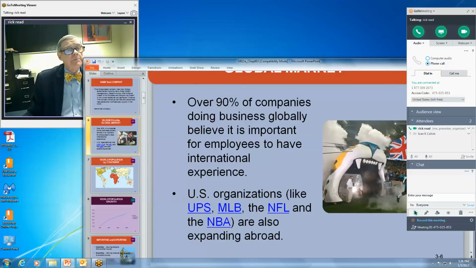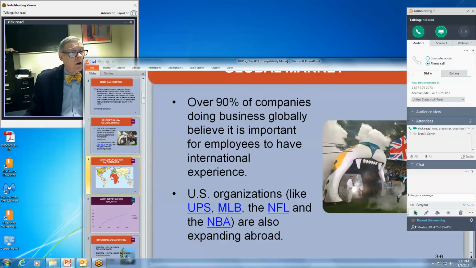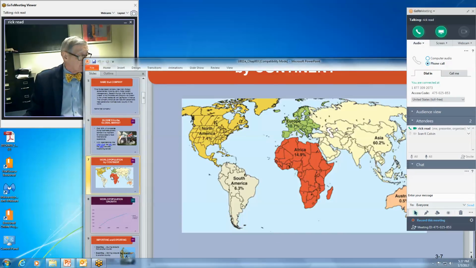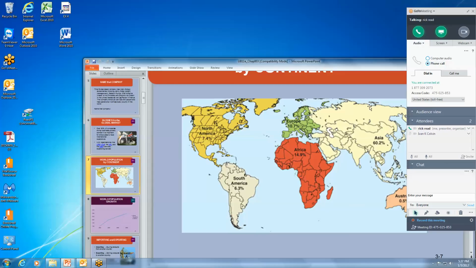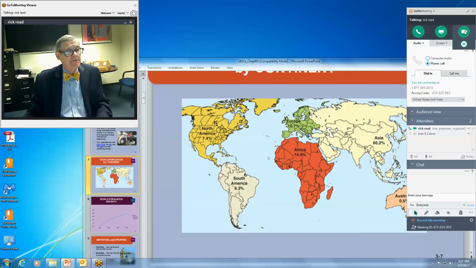Over 90% of the companies doing business globally believe it's important to have employees who have international experience. And so that would certainly go for each of you listening as well. Notice this particular slide. North America makes up approximately 7.4% of the world's population. The United States, in and of itself, would make up less than 7.4%. Notice Asia, the continent, 60.2% of the population.